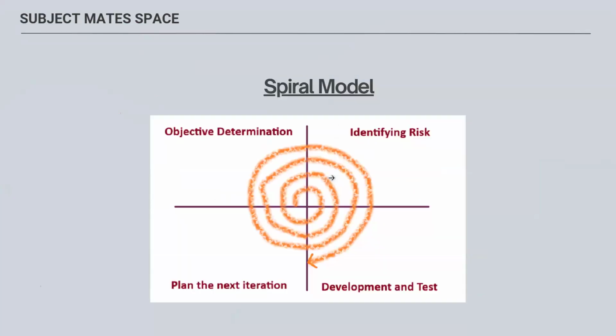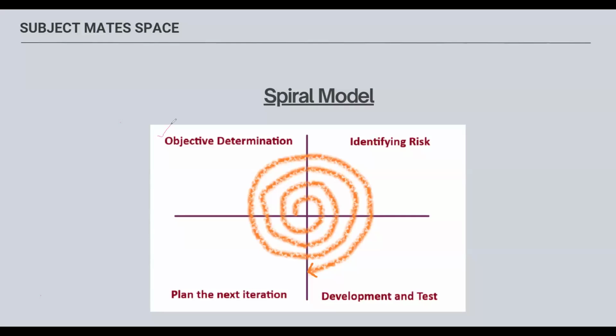Moving forward is the spiral model. You can see what happens in the spiral model. First, we determine the objective. We are going to understand the requirements and what exactly the objective of this project is. Then we are going to identify the risks involved, like what will happen if we do this. We are going to analyze the risk.